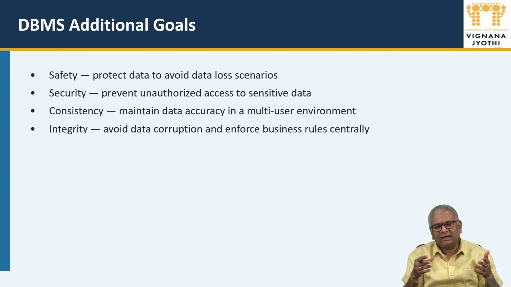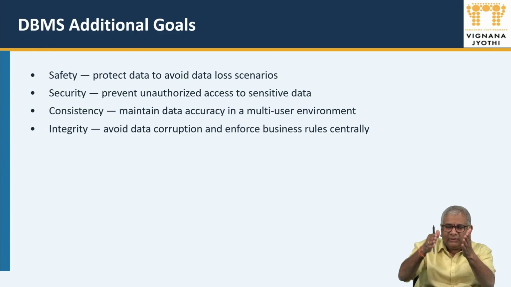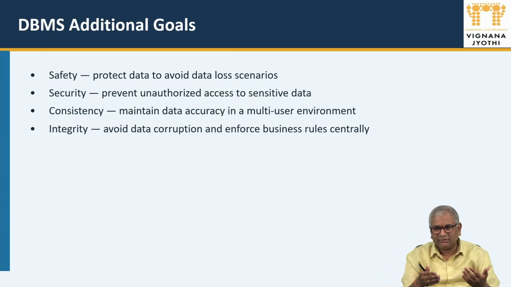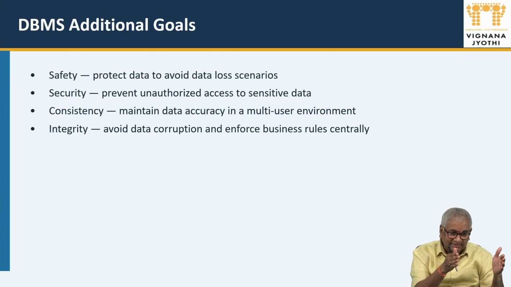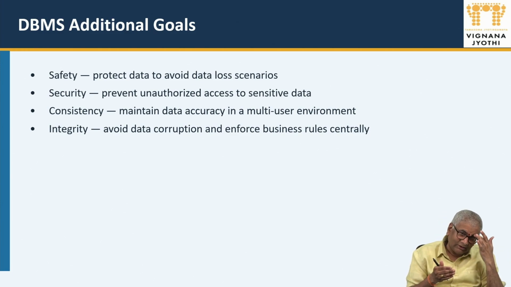Secondary goals are additional goals. I wouldn't call them secondary, but additional goals are safety, which is very, very important: protect data to avoid data loss scenarios. That's why you take backup and restore. Security: prevent unauthorized access to sensitive data. So basically, you allow a user ID and password mechanism. Even with that, there are roles and responsibilities. This role only has view access. This role has modify access, but only to this data. All this comes under security. Only the administrator can see the entire data, not everybody. All these restrictions you can put.